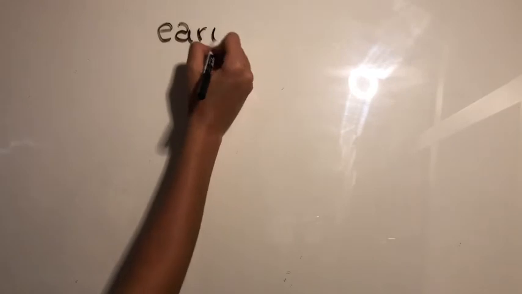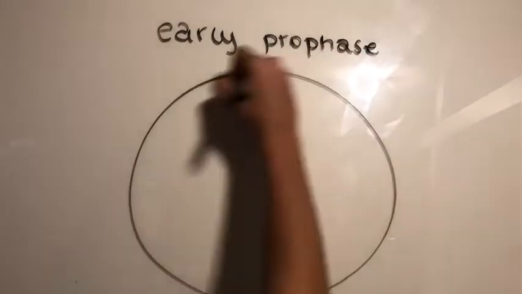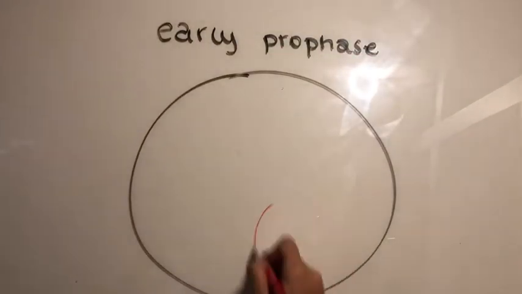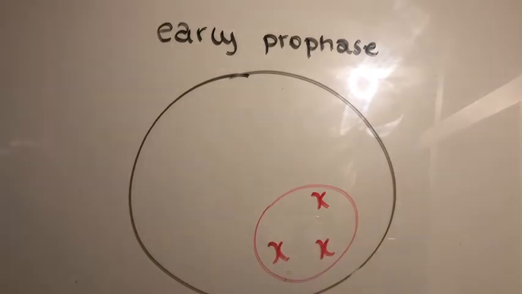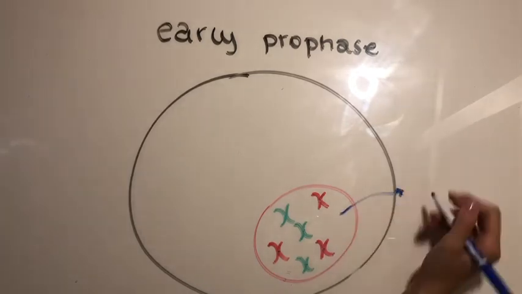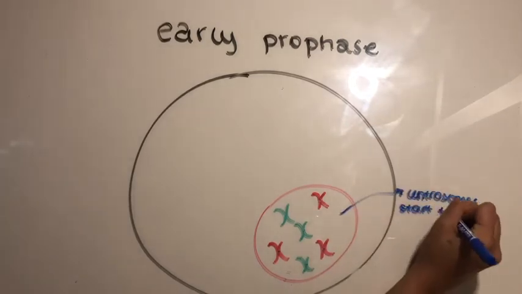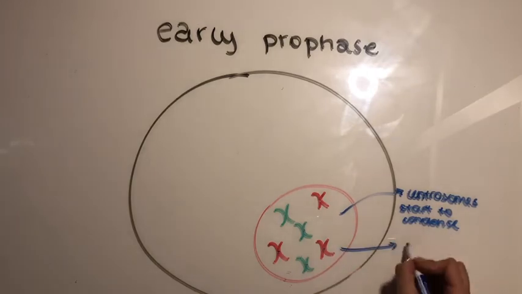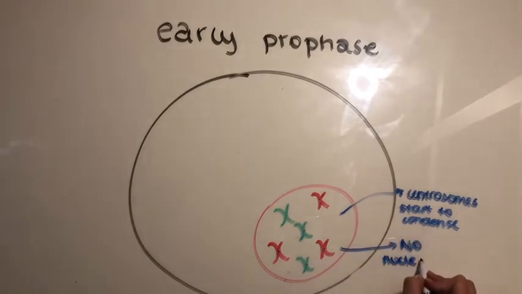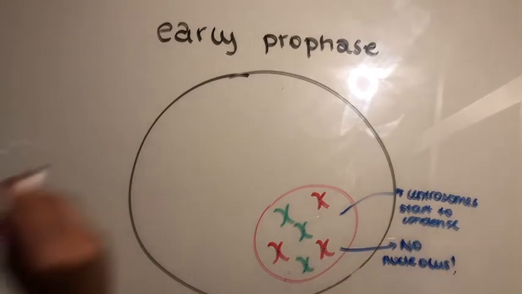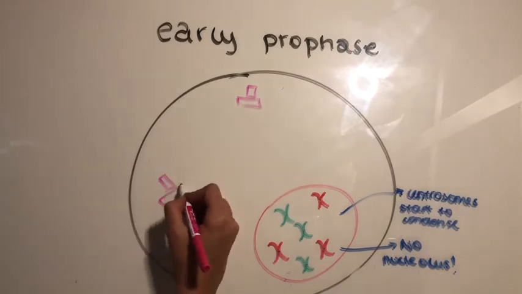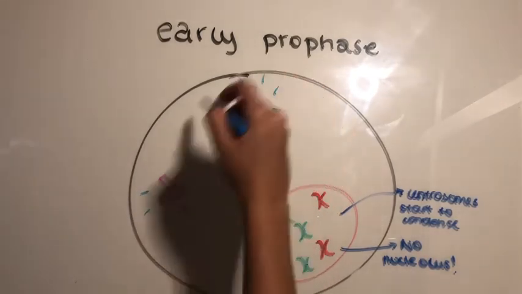In early prophase, the cell starts to break down some structures and build others up, setting the stage for the division of the chromosomes. The chromatin starts to condense to form compact mitotic chromosomes, making them easier to pull apart later on. And the nucleolus, a part of the nucleus where the ribosomes are made, disappears. This is a sign that the nucleus is getting ready to break down.